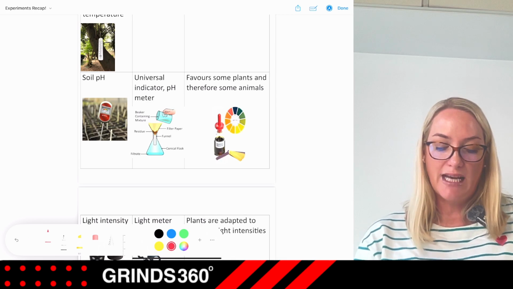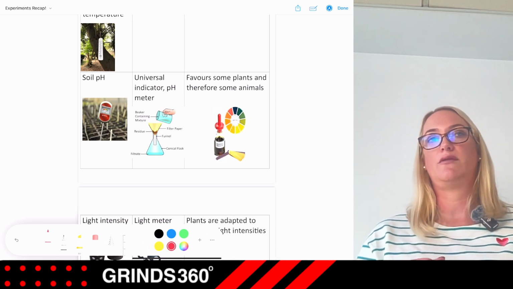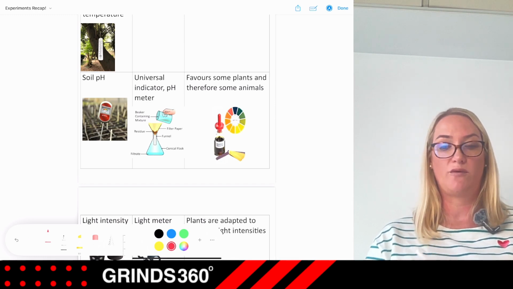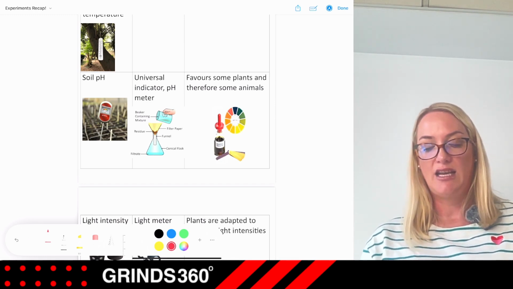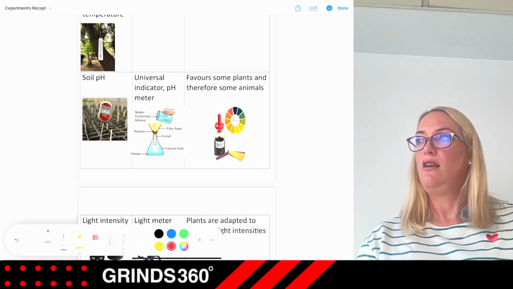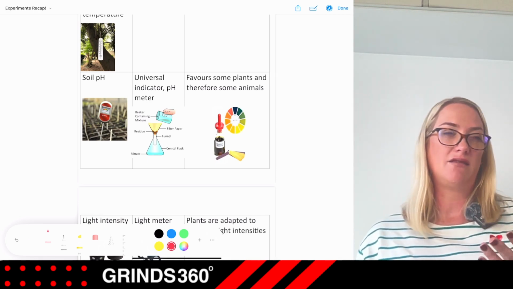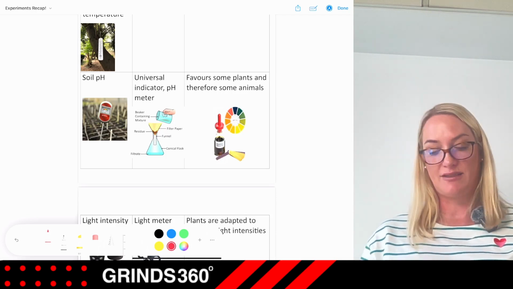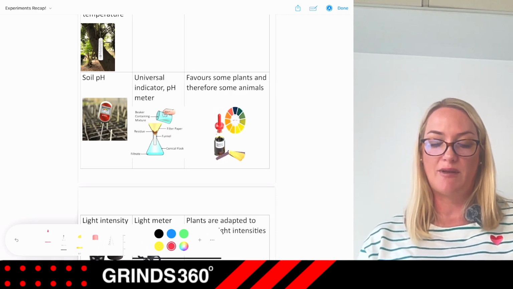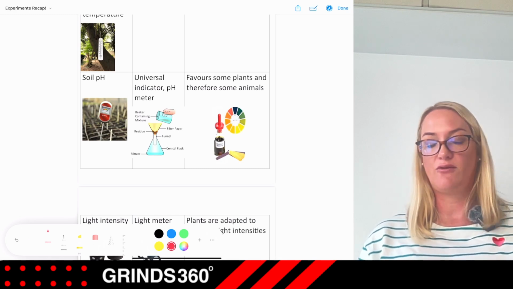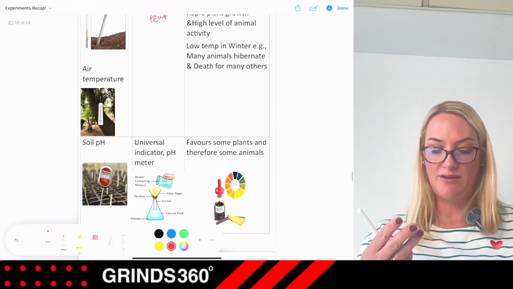Now, so I have here the pH probe and then the pH meter. So if you gathered soil from your area, you would have mixed it with a bit of water, filtered it, and then with your filtrate, you would have added a universal indicator and checked to see what the acidity is. So for me in night school, most of it's between 7 and 8. So what's the influence of soil pH within your habitat? So favour some plants and therefore some animals, really. So that could be your 3.